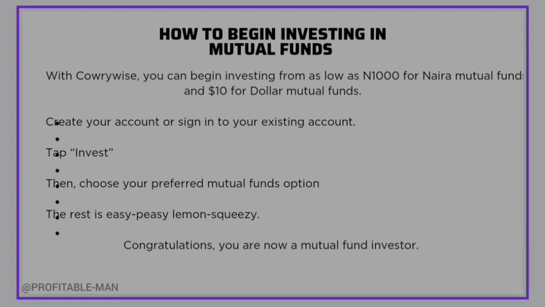So how do you begin investing in mutual funds? This is where I'll explain how to start your investment, and then I'll do the practical aspect for you in the next video that I'll release. With Cowrywise, you can begin investing from as low as 1,000 naira, or $10 for the dollar mutual fund. We have the dollar mutual fund, and we have the naira mutual fund. In the naira one, I have invested 100 naira into mutual fund, and it works.